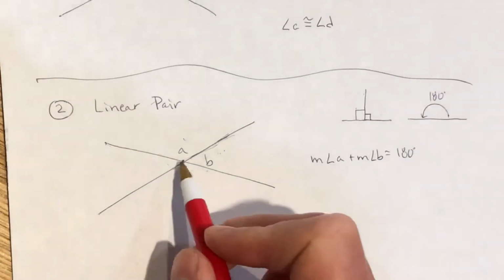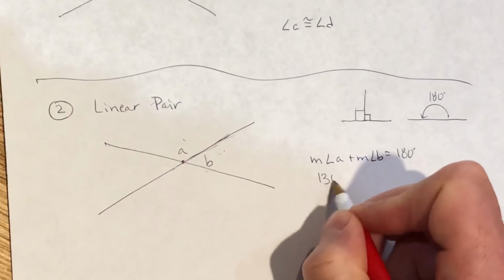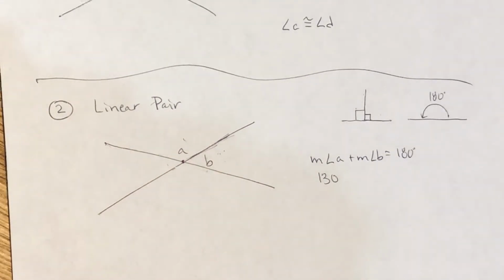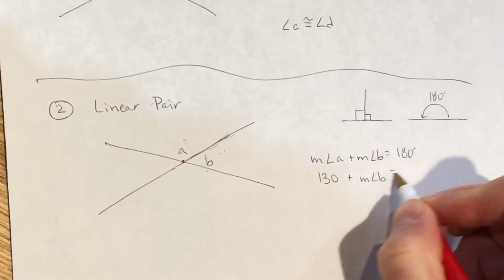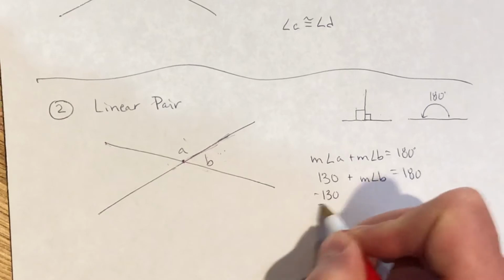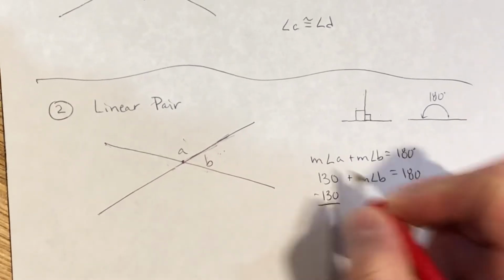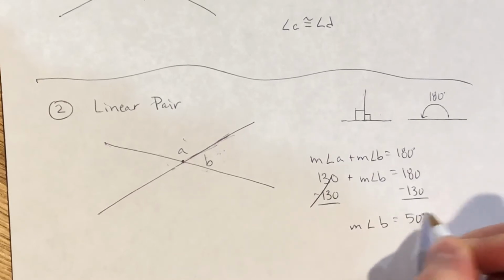So for example, if the measure of angle A is 130 degrees, then we can figure out the measure of angle B with solving this simple equation here. If the two angles collectively have to add up to 180 degrees, and we know that one of them is 130 degrees, well, then the unknown angle has to be, in this case, 50 degrees.